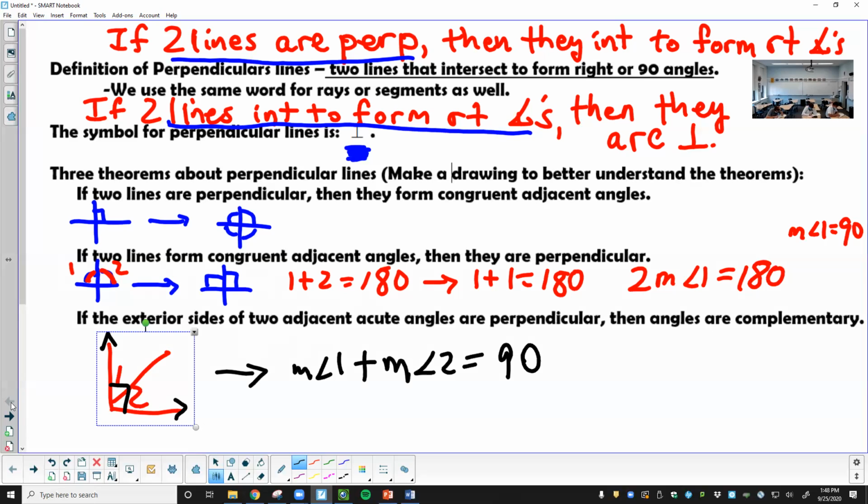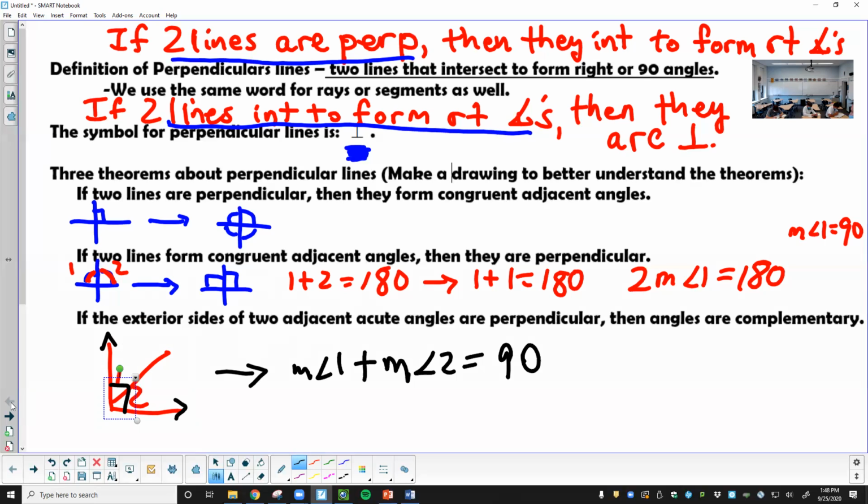And that should be a pretty obvious result, right? Because if that's perpendicular, we know that it's a 90-degree angle. Furthermore, we know that angle addition postulate tells us that 1 plus 2 is equal to 90, right? So pretty easy output and theorem here.